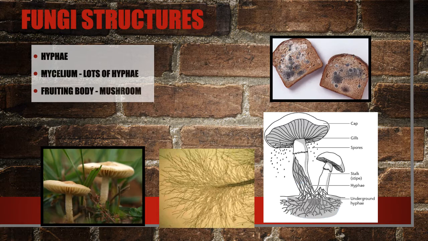So when you put a bunch of hyphae together, it's called mycelium. It's just another word that we've got here. Essentially, if you think of a mushroom, the entire mushroom is made up of mycelium. It's made up of all these hyphae all bunched together. The picture in the middle here is a microscopic picture of hyphae.